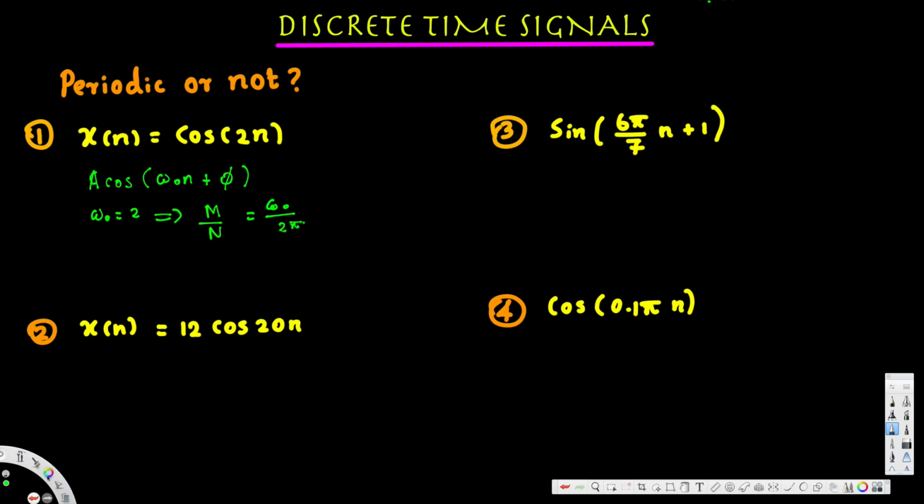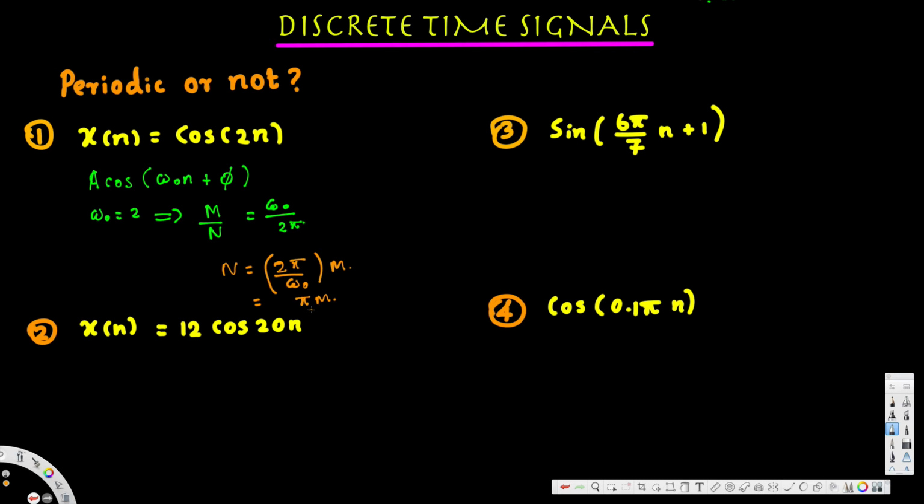Here we have to calculate n, and that n has to be a rational number in order to get a periodic signal. Now let's see whether we get that. If you rearrange this in terms of n, n is equal to 2 pi over omega naught, multiplied by m. We found omega naught is equal to 2, so 2 pi divided by 2 is pi, times m, that's pi m.